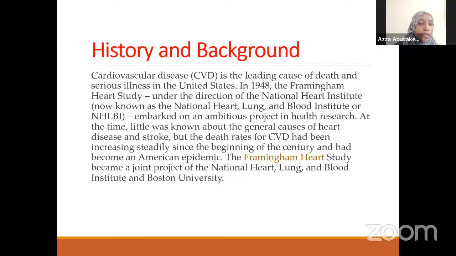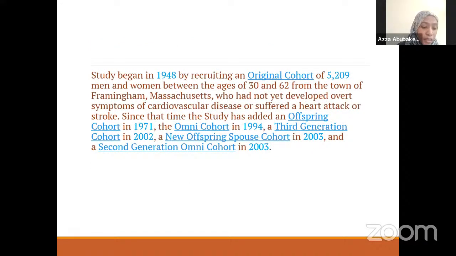They recruited more than 5,000 men and women, aged 30 to 62, from the town of Framingham in Massachusetts. Those were subjects who had not yet developed overt symptoms of cardiovascular disease or suffered any heart attack or stroke. Since that time, the study has been going on since 1948.